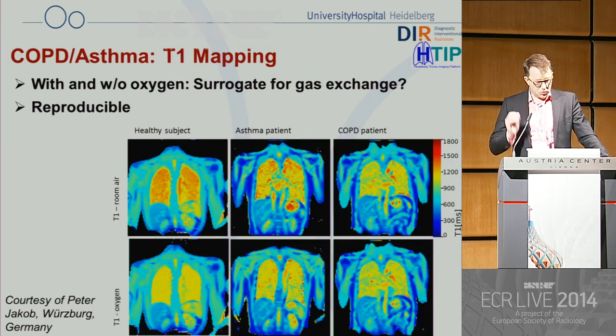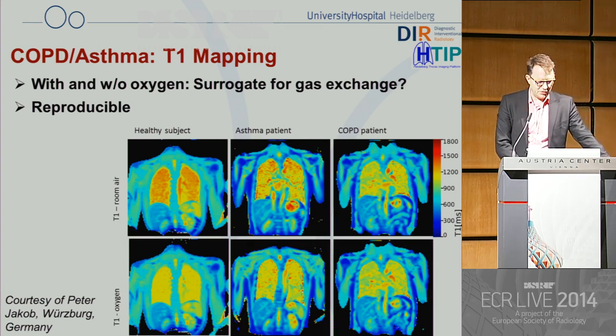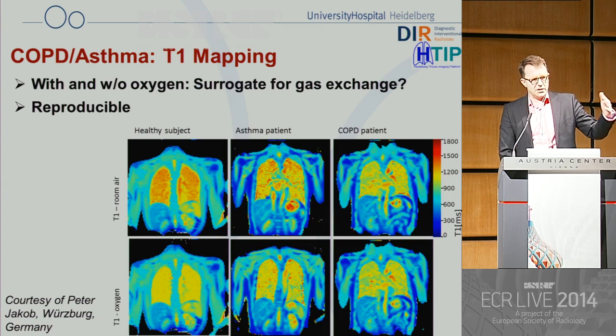Newer approaches, quantitative approaches, are looking into T1 mapping with and without oxygen, which might be used as a surrogate for gas exchange. So far, it has nicely been demonstrated that this technique is reproducible. The clinical value has still to be determined.